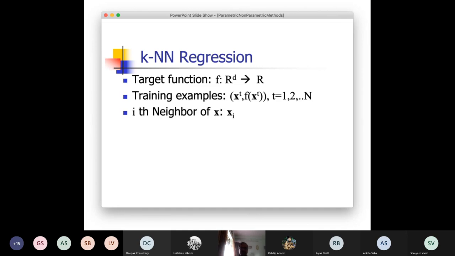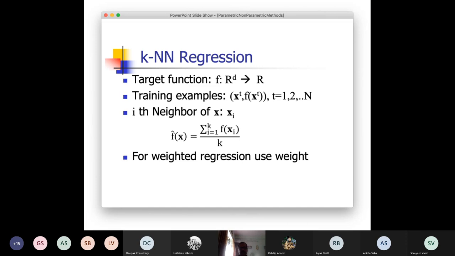So we consider the ith neighbor of x as xi, in the sense of the ith nearest neighbor. Then one very simple way of doing regression is to take the average of all the functional values within the k nearest neighbors available to you, and consider that as the function value itself. It's a bit crude, but it is a simple method, and it works in many cases. Of course, there are improvements, which we'll be discussing.